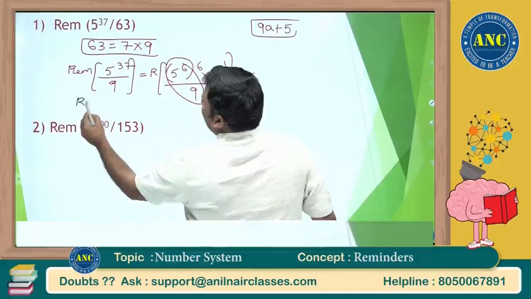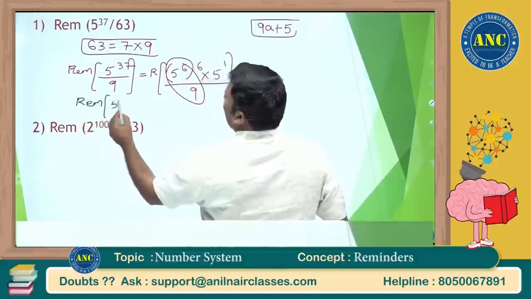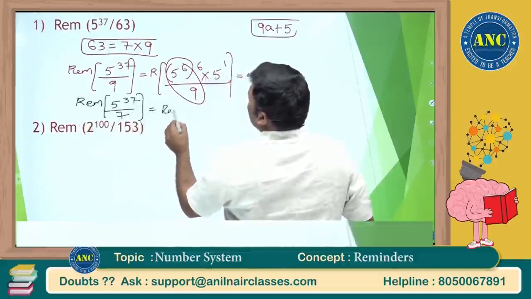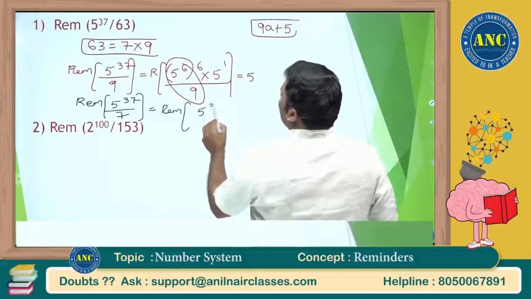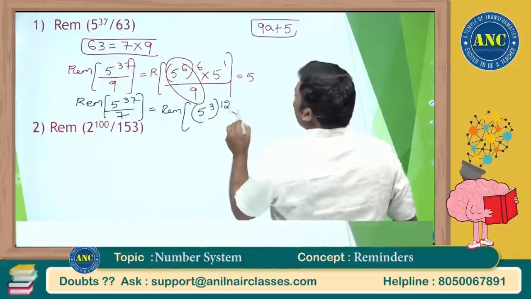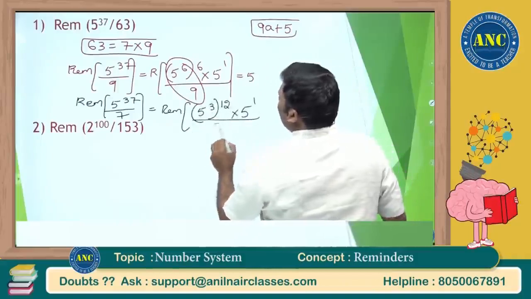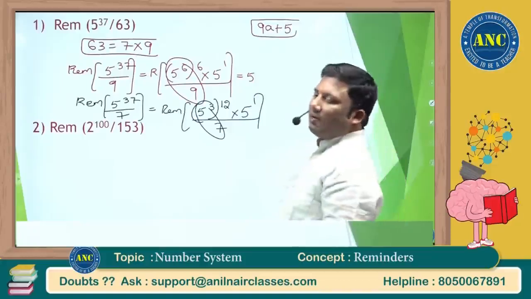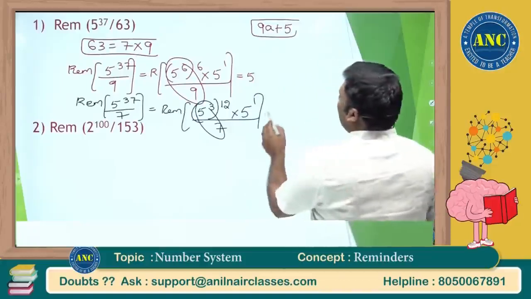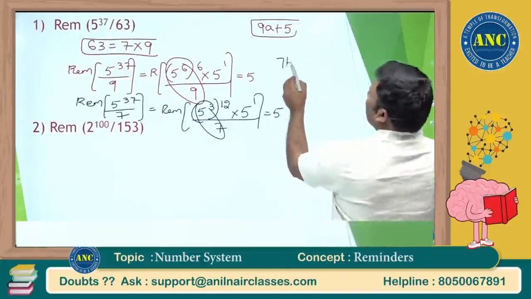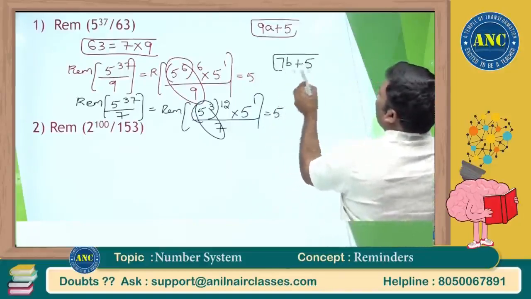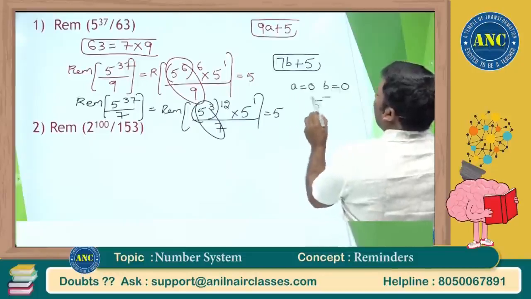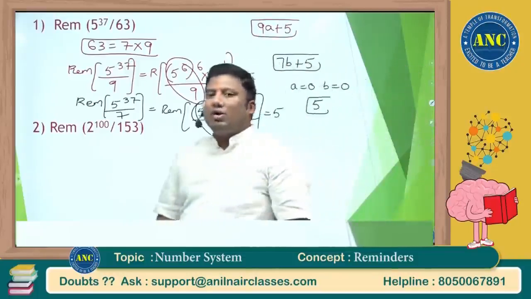Similarly, you do it with 7 also if there is more than one answer option. 5 power 37 divided by 7 is 5 power 3 power 12 into 5 power 1 divided by 7. 5 cubed is 125, and 7 times 18 is 126. Minus 1, it is 5. So when divided by 7, it gives a remainder 5. If I equate both of them, the answer is 5. That is what we got.